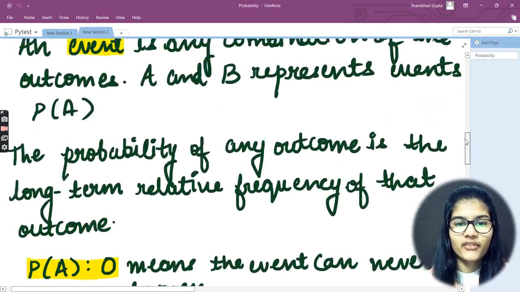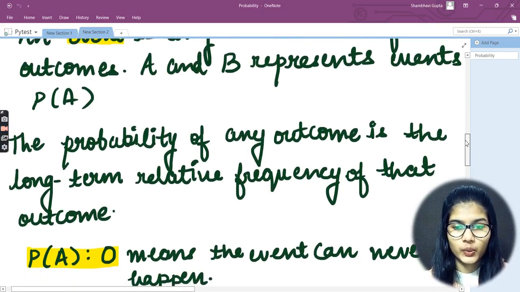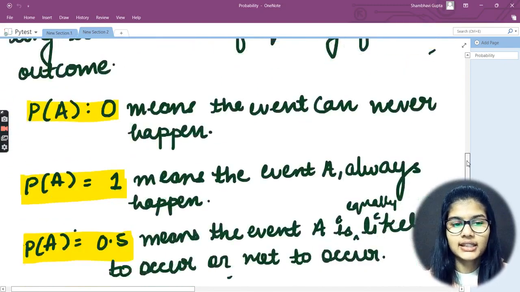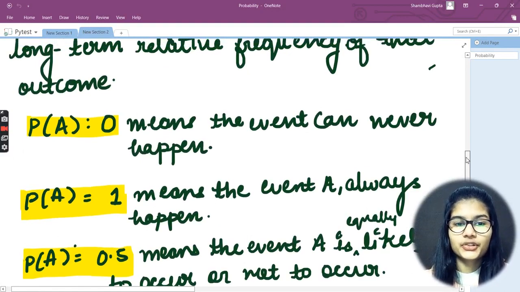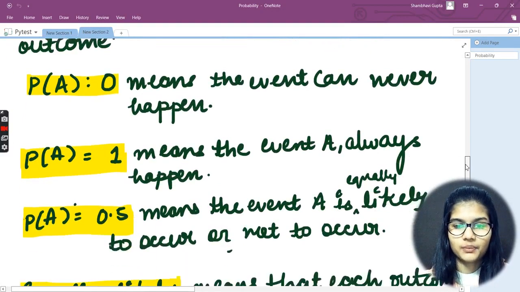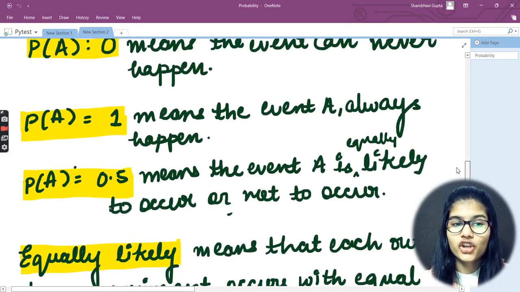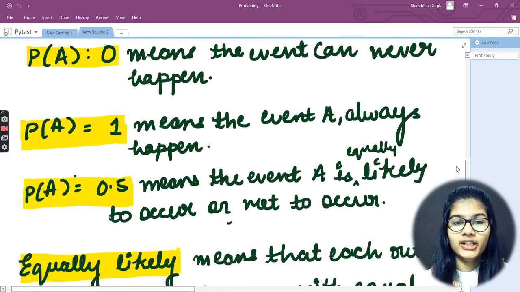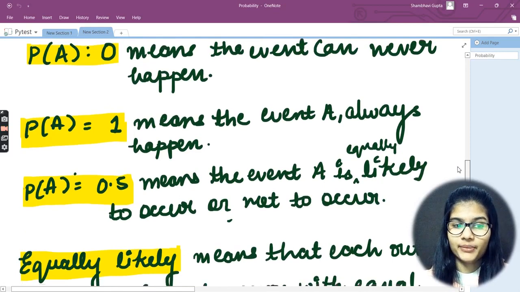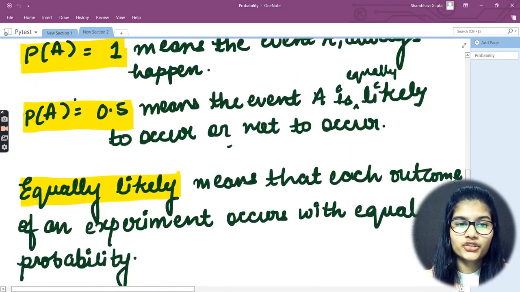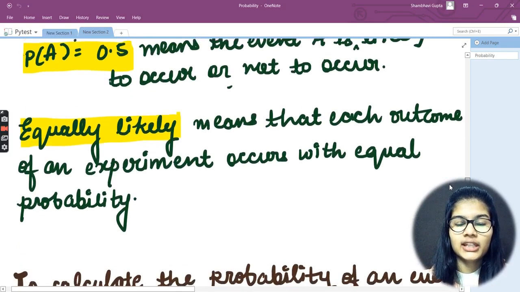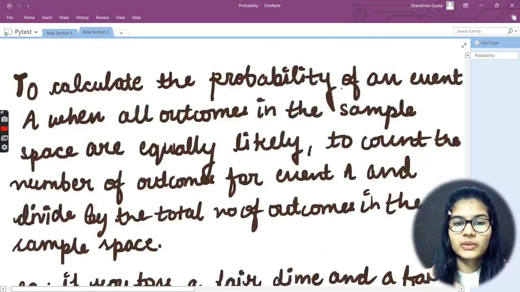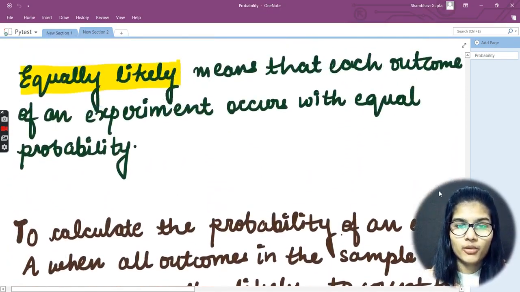Now, the probability of an outcome is the long-term relative frequency of that outcome. If the probability of A is equal to 0, it means the event can never happen. If the probability of A is equal to 1, it means the event A always happens. And if the probability of A is equal to 0.5, it means the event A is equally likely to occur or not to occur. Equally likely means that each outcome of an experiment occurs with equal probability.